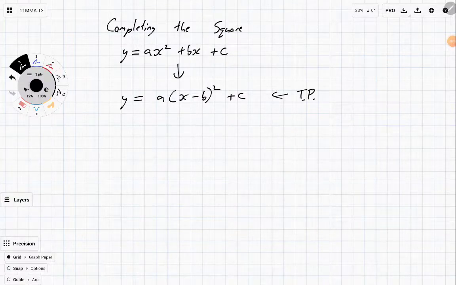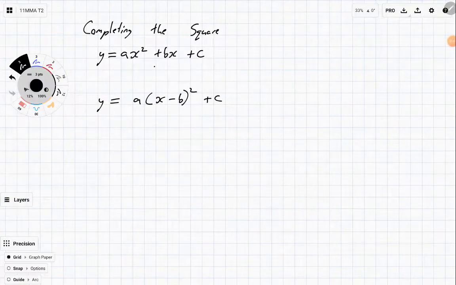So the goal of today is to turn quadratics that don't look like turning point to look like turning point. So essentially the goal of today is to go from the general form to the turning point form. I'm going to do that by completing the square. Now, let's talk about this term right here, which is a perfect square, meaning it is two things squared.